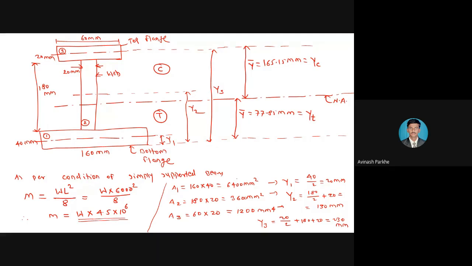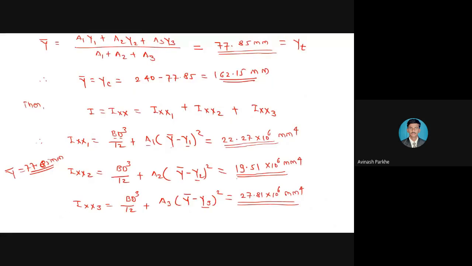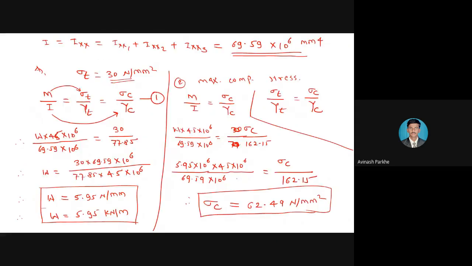If sigma T is not given, then it is very difficult to find out either the W value or the sigma C value. Therefore, if such a question is asked in which one stress is given and other magnitudes we have to calculate, at that time we have to follow this particular procedure to calculate W, find the value of M in the form of W, and at the end use the bending stress formula by putting the value of sigma T.